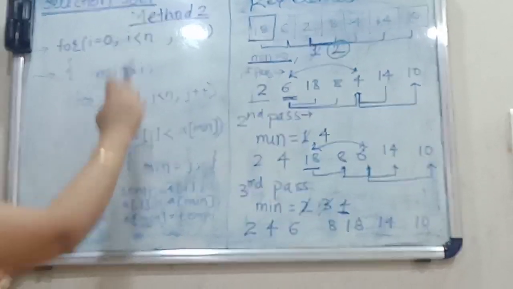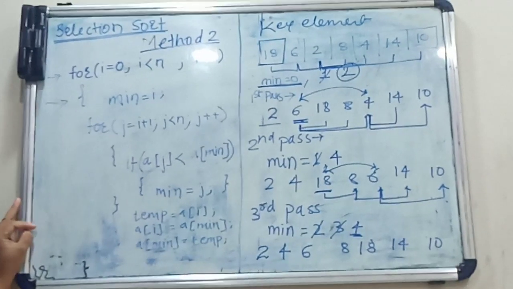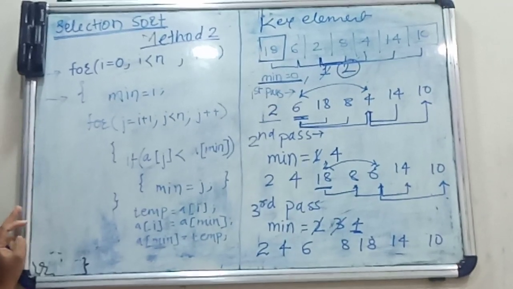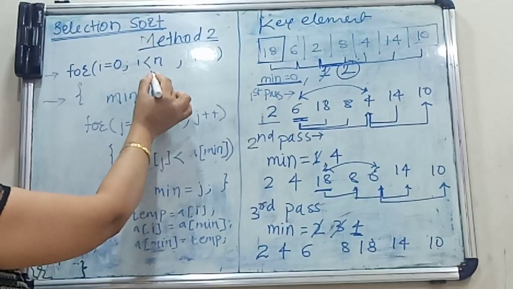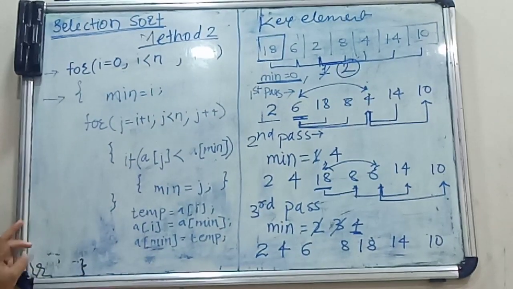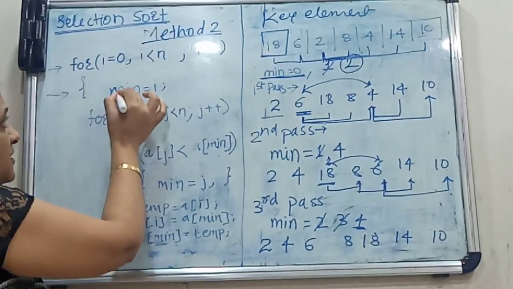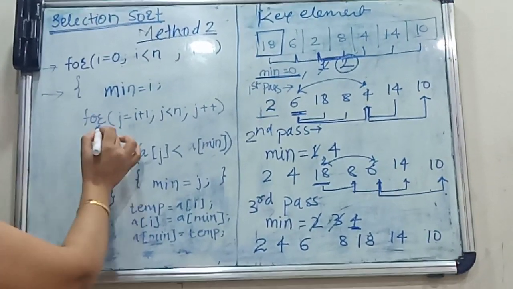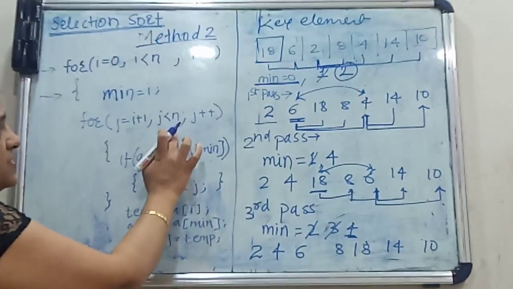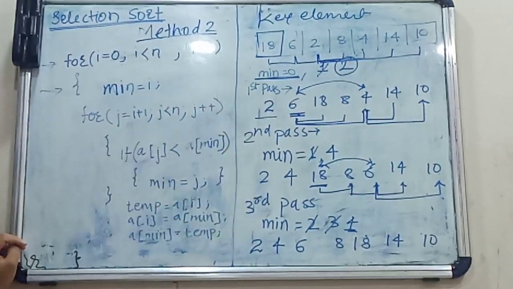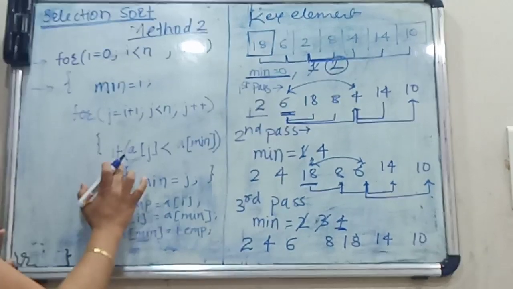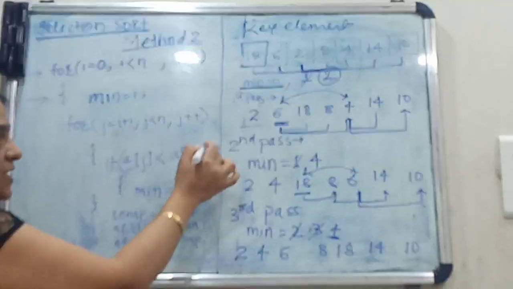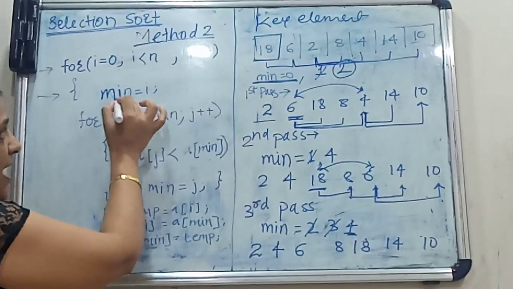Now I will explain the routine which you are going to write in the C language. So a simple for loop you are executing. So for i equal to 0, i less than n, i plus plus. Now here you will take min, and min will be considered as i for the first iteration. Then for j equal to i plus 1, j less than n, j plus plus. Now in this what you are going to do? You are comparing if a of j is less than a of min. Here you are comparing with a of min, and min is i.